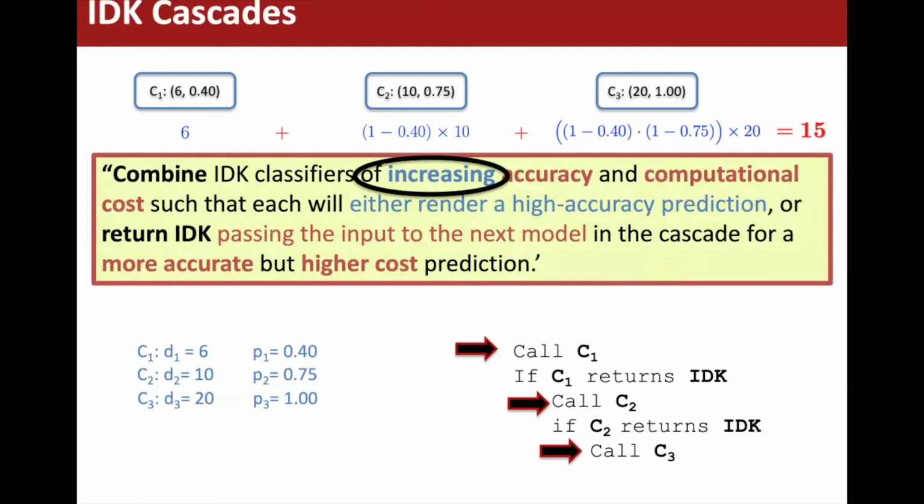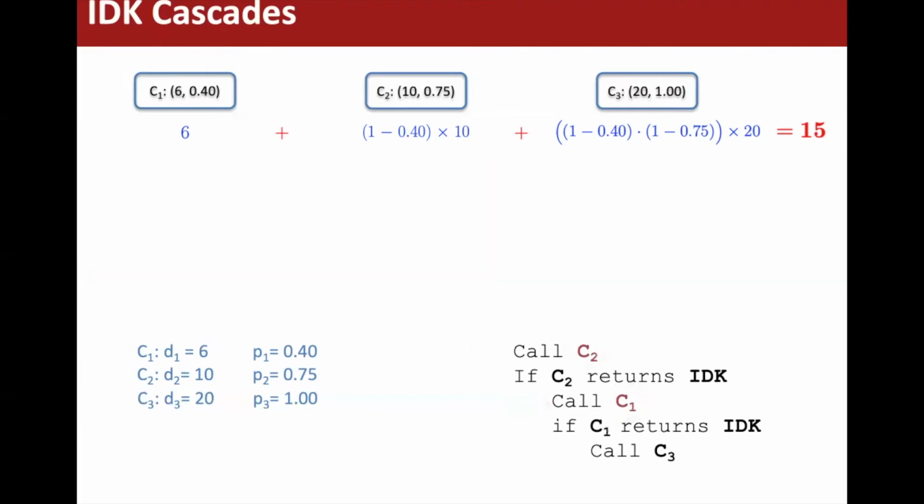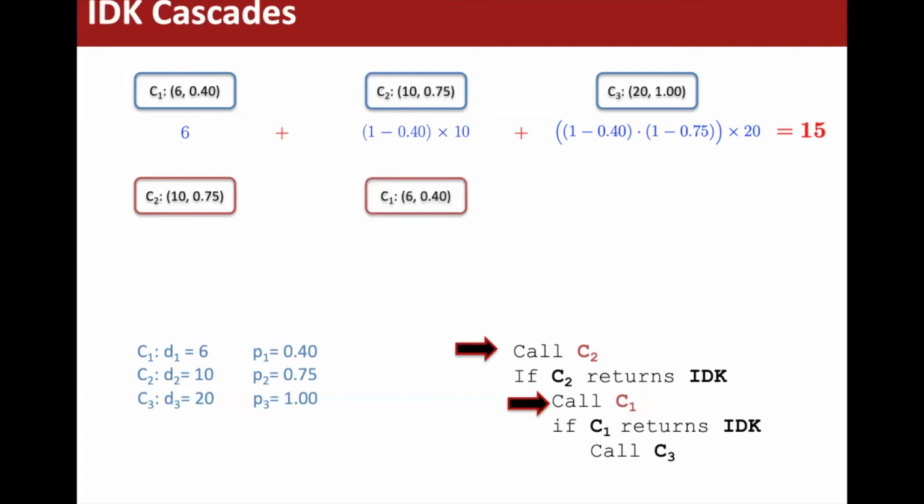But it turns out that there is no reason why we have to follow the order of monotonically increasing BIs and DIs. To see why, let's revisit our example, and suppose we were to swap the roles of C1 and C2 and call the classifier C2 first, and only if C2 returns IDK should we call classifier C1. On a given input, therefore, we would always call C2. If C2 fails, that is, it returns IDK, we would call C1. And if both C1 and C2 had failed, we would have called C3.